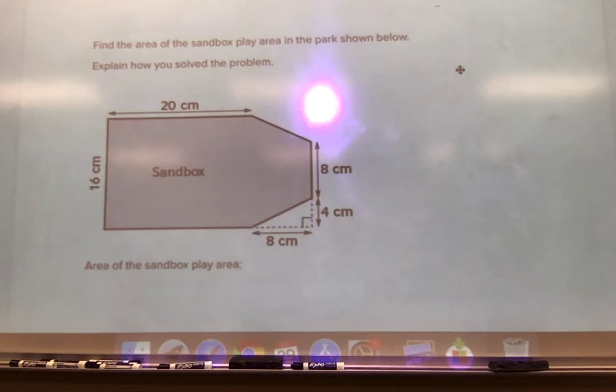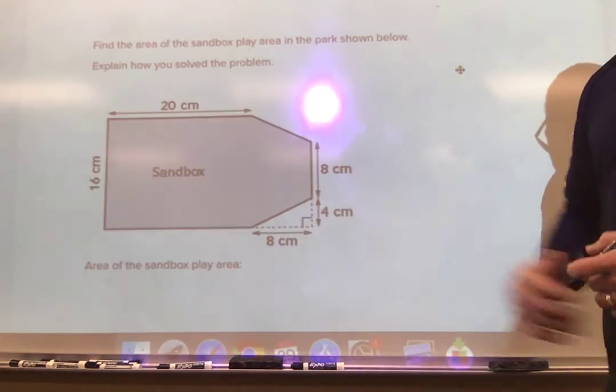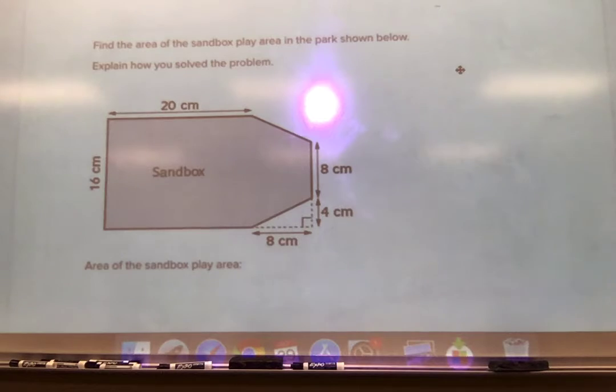Right, for exit slip 5-4, we are dealing with decomposing complex polygons into simpler polygons that we can find the area of, and using that to be able to find the area of this whole figure. There are a lot of ways we can decompose or break this thing up into different shapes. I'm just going to model one example here.